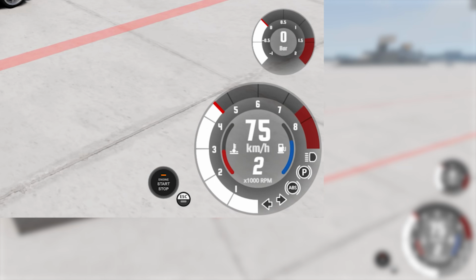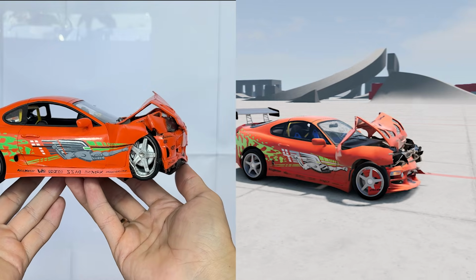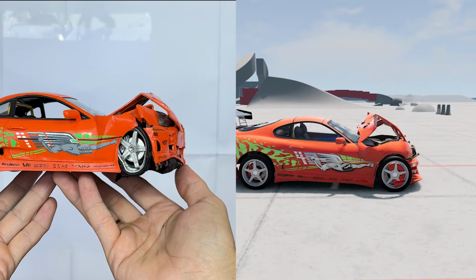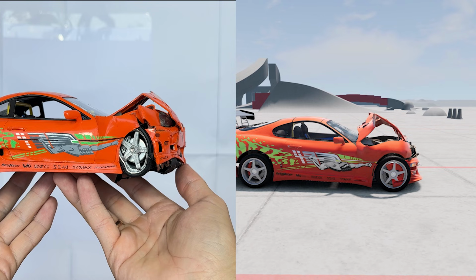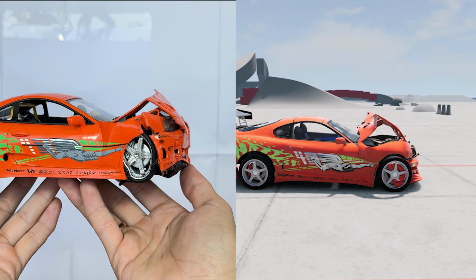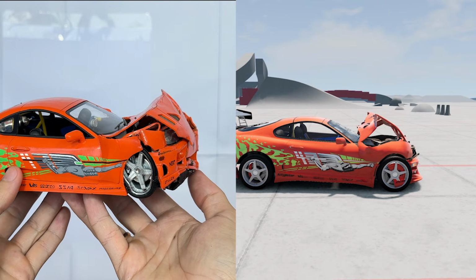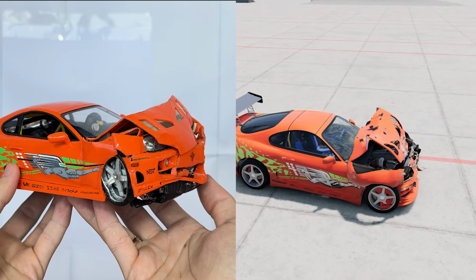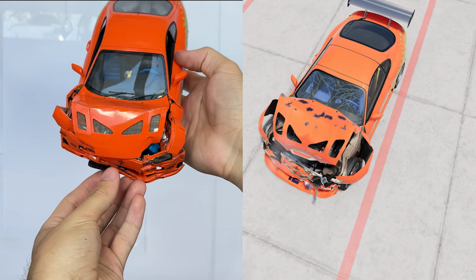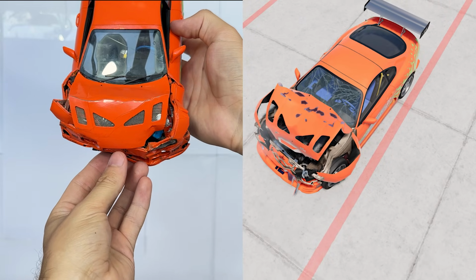The speed was 75 kilometers per hour. We can immediately see how the wheel is bent, and in the game it remains intact. It looks like the hood is bent, but the side wing is slightly bent in a different shape. Again, we see many cracks in the plasticine. The side wings were damaged more realistically in the game.